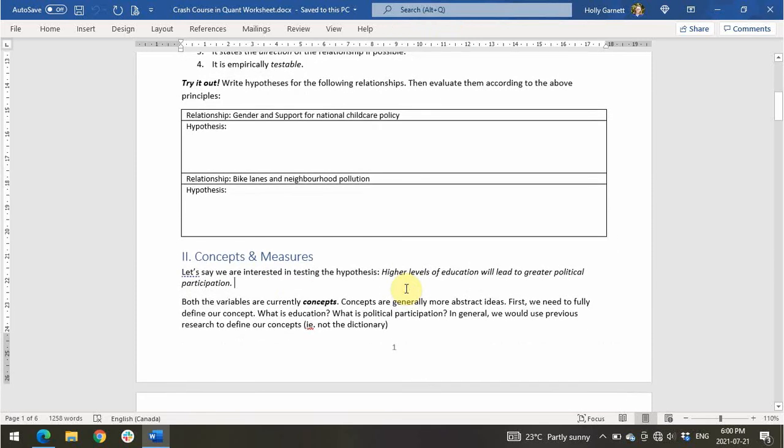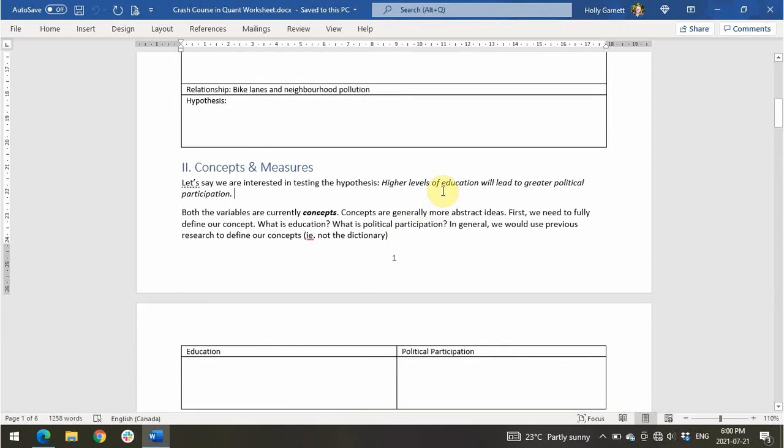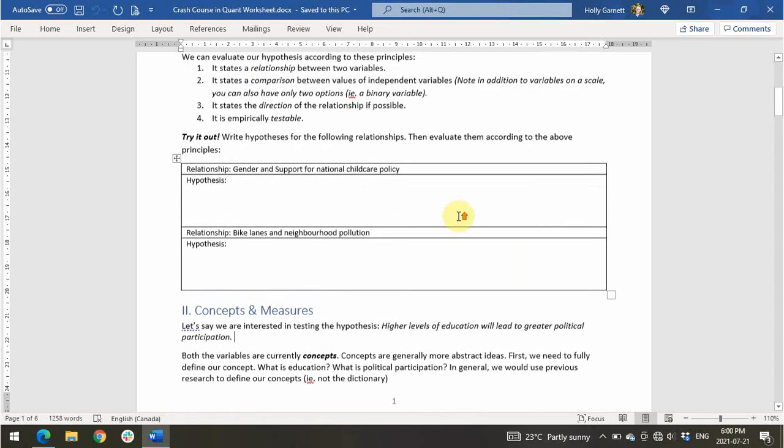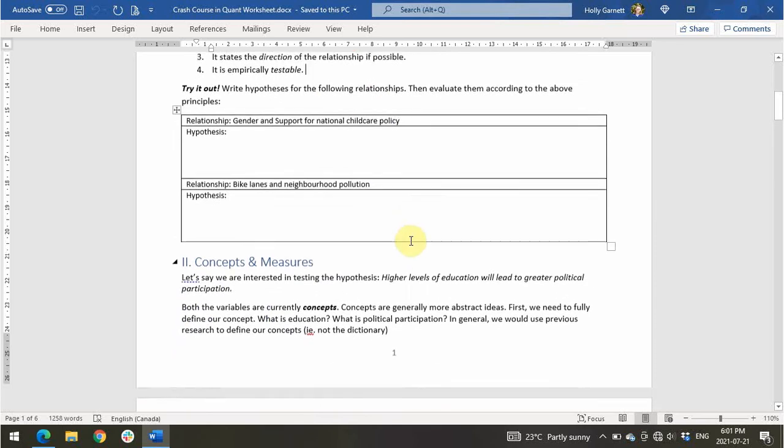All right. So let's say we are interested in this hypothesis: higher levels of education are going to lead to greater political participation. So there's this relationship between education and political participation. We're comparing independent variables, so higher versus lower levels of education. There's a direction. We say higher levels, greater participation, and it's something we can test, and we'll talk about that in a second.